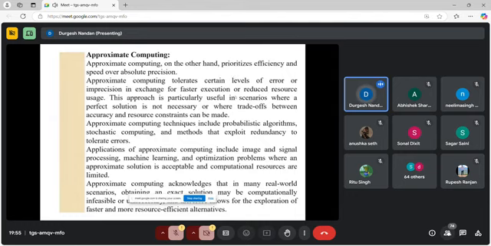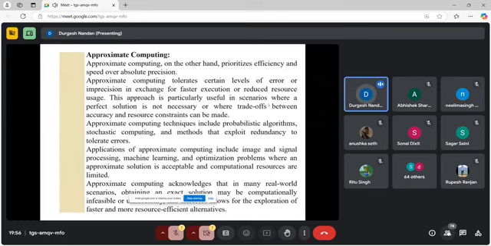As I told, where a perfect solution is not necessary, or a trade-off between accuracy and resource constraints can be made, approximate computing is the perfect computing. There are several approaches of approximate computing, like probabilistic algorithms, stochastic computing, and methods that exploit redundancy to tolerate errors. These are a few types or subtypes of approximate computing.